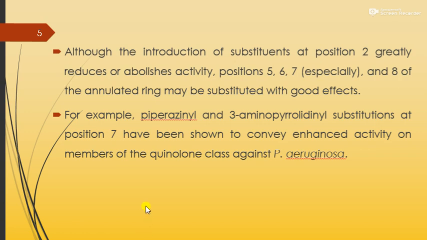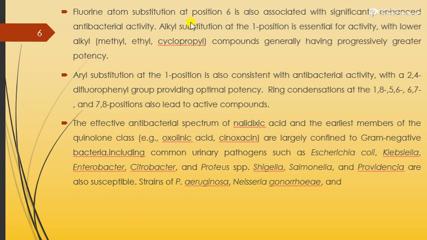The next point in structure activity relationship is that although the introduction of substitution at position 2 greatly reduces or abolishes activity, positions 5, 6, 7 and 8 of the annulated ring may be substituted with good effect. For example, piperazine and 3-aminopyrrolidinyl substitution at position 7 have been shown to confer enhanced activity on members of the quinolone class against P. aeruginosa. Fluorine atom substitution at position 6 is also associated with significantly enhanced antibacterial activity.